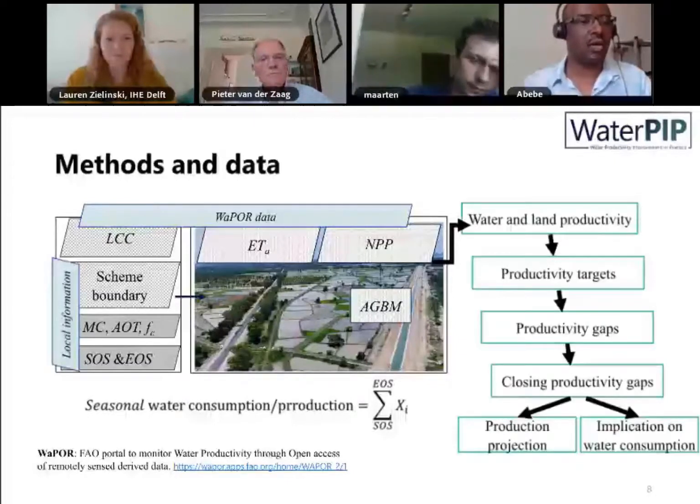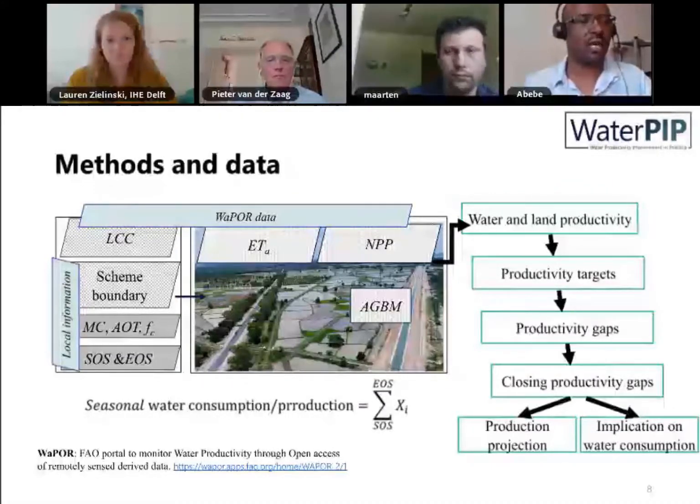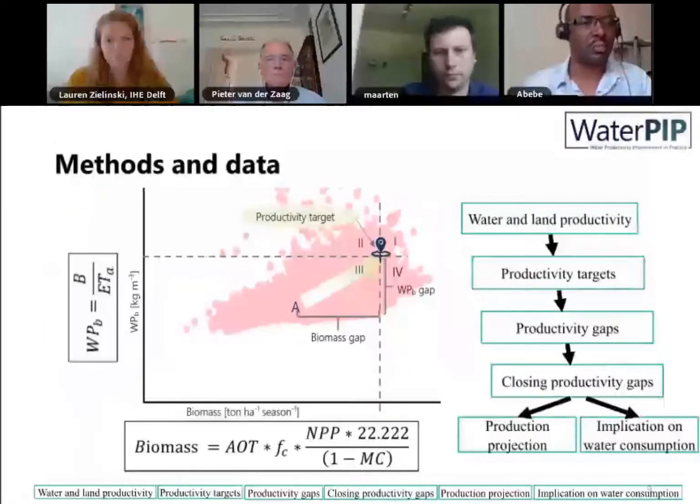Next, we calculate the water and land productivity, followed by identifying the productivity target in that area, and then assessing the productivity gaps. Eventually, we showed how closing productivity gaps has implications for production as well as for water consumption. This is supported with calculation equations, which I will explain here.